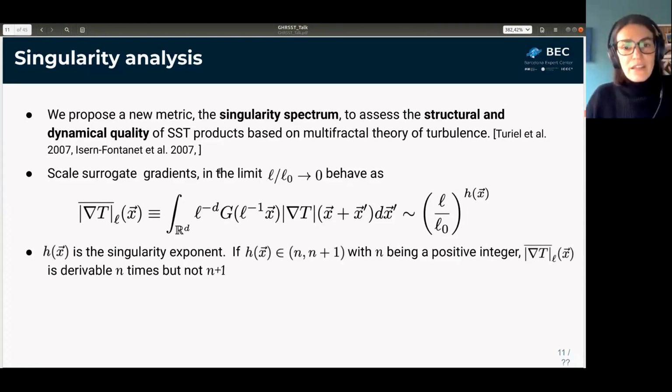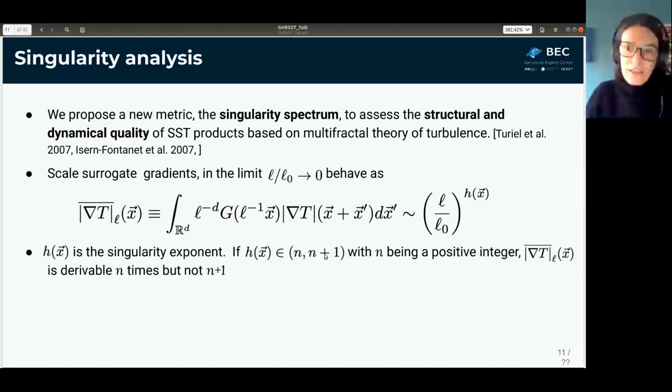Basically, in the limit when the scale tends to 0, we can write the thermal gradients as the scale to the power of this exponent, which is the singularity exponent. This gives us information on the intensity of the gradients. When this exponent is between n and n plus 1, with n a positive integer, it means that the thermal gradient is differentiable n times, but not n plus 1 times. So this would be the meaning.